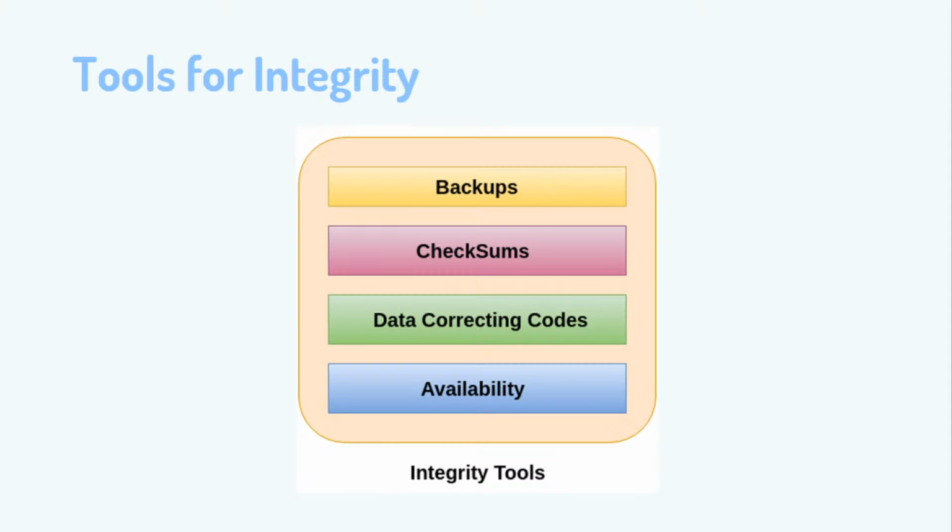Then tools for integrity. One thing is backup. Backup is important, because even Google Drive is sometimes not secure: our data is not saved with us, it is saved in the cloud. So backup is necessary. And then checksums and data correcting codes. If you take a backup, you can easily recover your data.